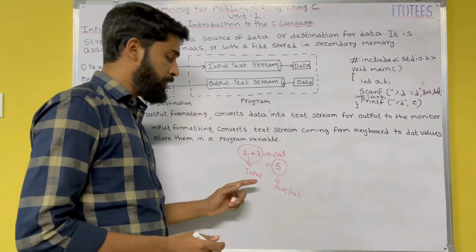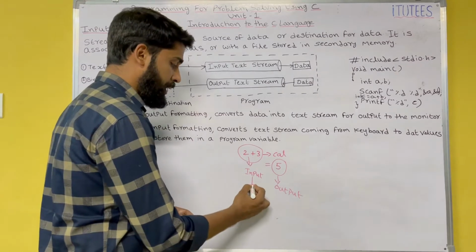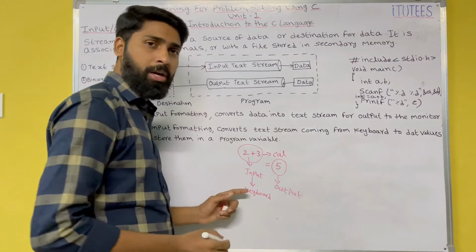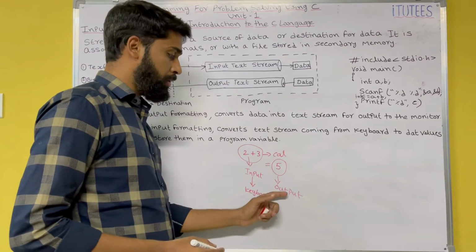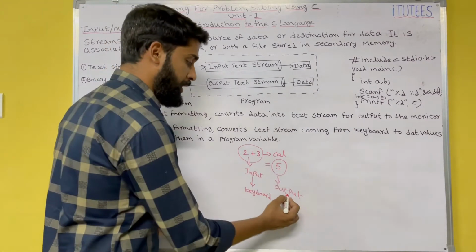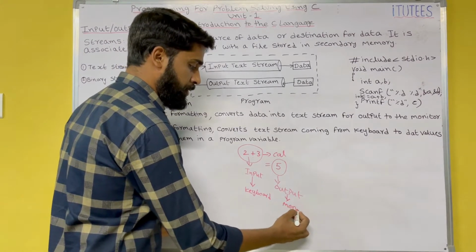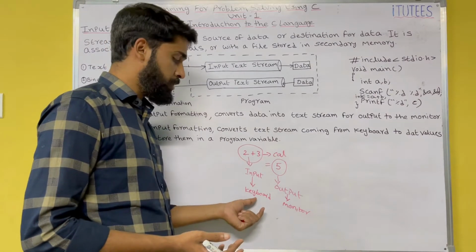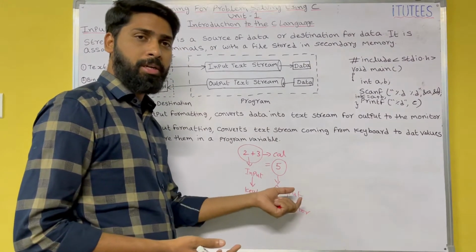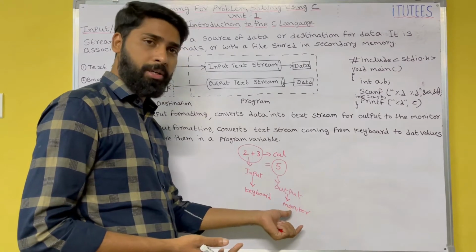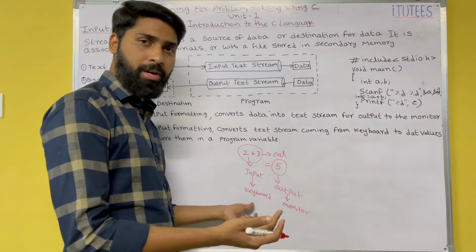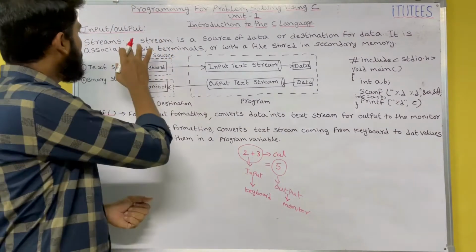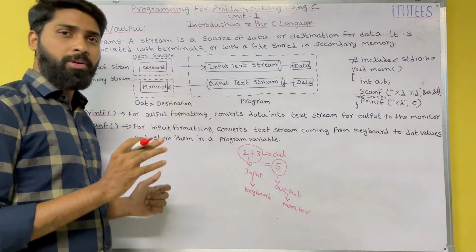So how do you give this input? By using the keyboard. And how do we know the output? By seeing it on the monitor. That means how we give input to the program is by using the keyboard, and how we see the result is by using the monitor. So the keyboard is an input device and the monitor is an output device. Before going further, we are going to learn about streams.